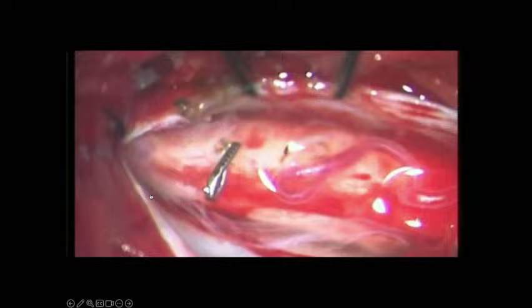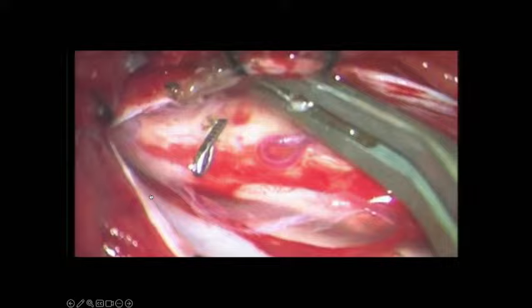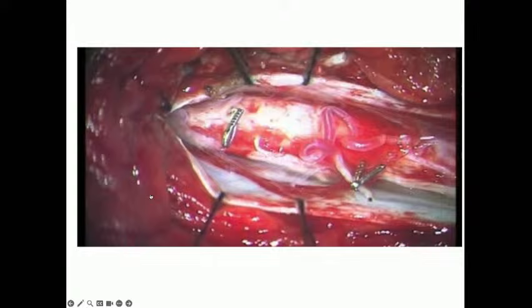This can also be done in the intervertebral foramina. So that can be done, and then that's the end of surgery. So this is a simple arteriovenous fistula, and you can also do it during surgery. You can actually do an embolization and take it from there.